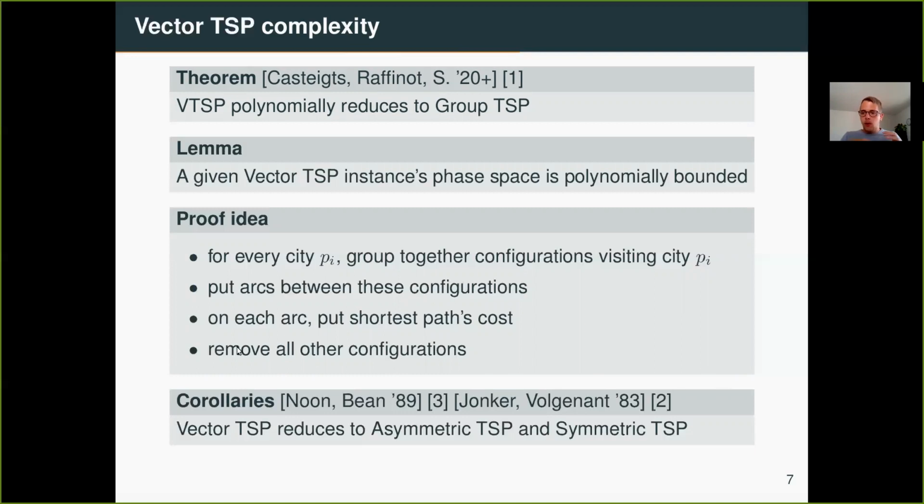And in the end, you remove all the other configurations who do not serve anymore, and you end up with a group TSP instance. So as multiple corollaries, we have that vector TSP not only reduces to group TSP, but also to asymmetric TSP, because group TSP reduces to asymmetric TSP, and asymmetric TSP reduces to symmetric TSP. So VTSP reduces to all of these as well.